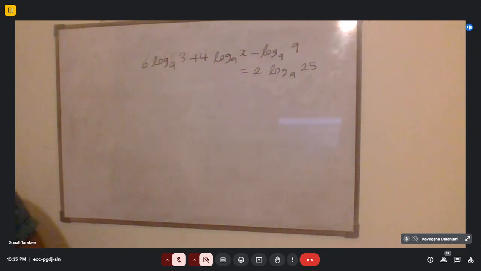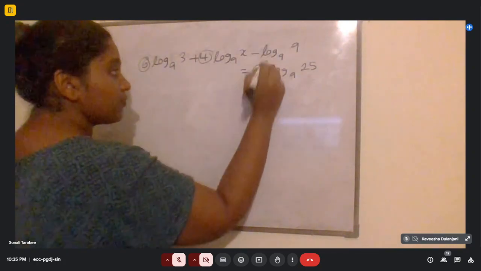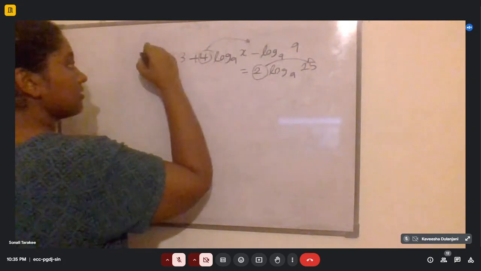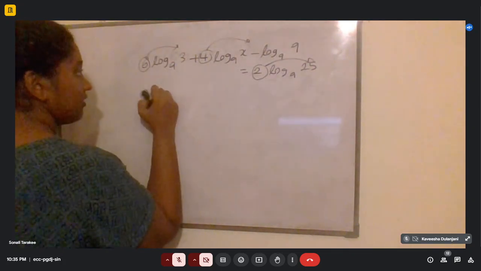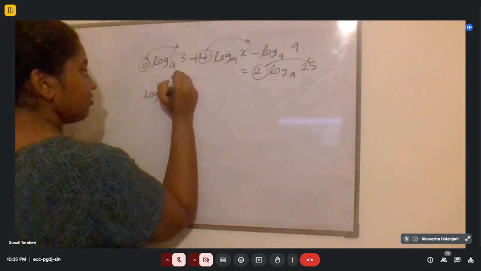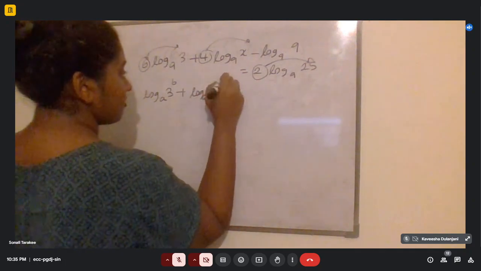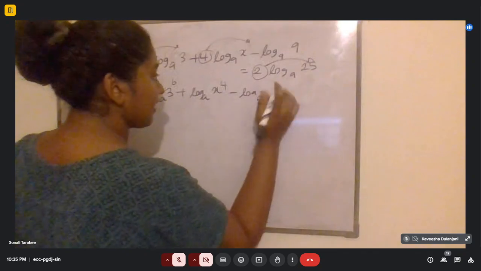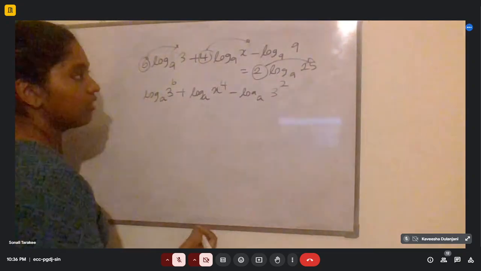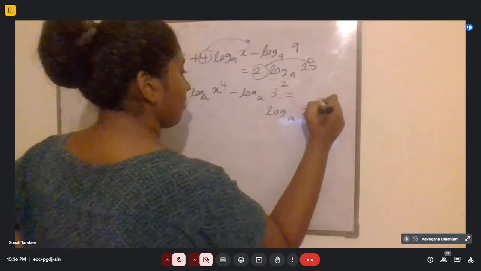So how you solve this one is, you can take these numbers in front of the log as powers. If you write it like this: log a to the base 3 to the power 6 plus log a to the base x to the power 4 minus log a to the base 9. That means I can write it as 3 to the power 2, equals log a 25 to the power 2.